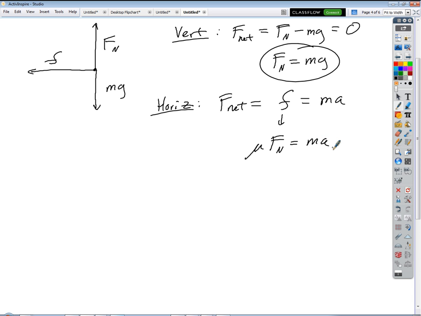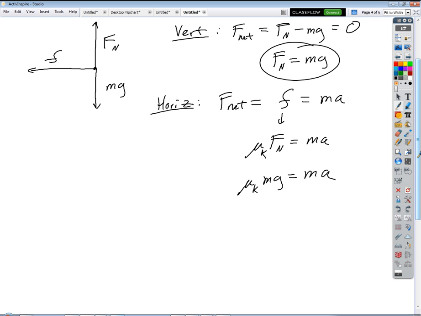equals ma, but we know that the normal force is the same as the weight, right? So this is the same thing, I should probably put a k there because it's sliding, right? So mu sub k times the weight equals ma. Right? Okay, so algebraically, anything we can do there to make things simple? Yeah, couldn't I divide both sides by m? Now that's kind of cool. What does that mean physically if I can divide away the mass out of the equation?